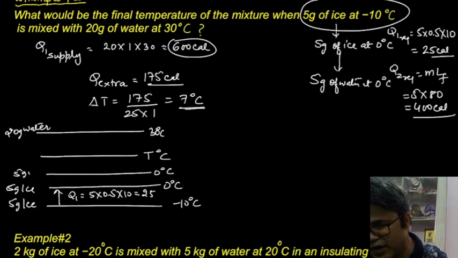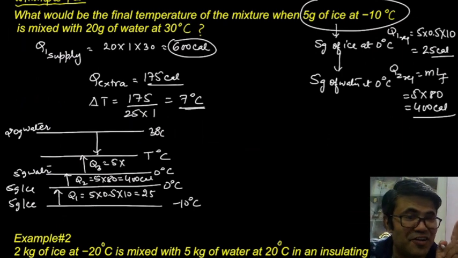So this will convert into 5 gram water at 0 degrees Celsius. And this amount would be 5 into 80. We already did it, 400 calorie. And let's say finally it would be at T degree. Both will come here. So the third demand raised by it would be 5.